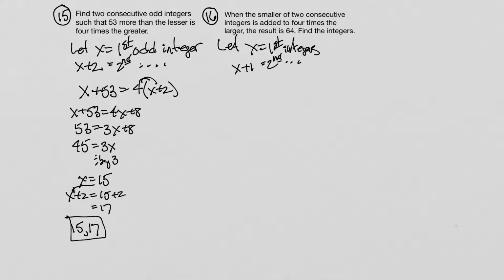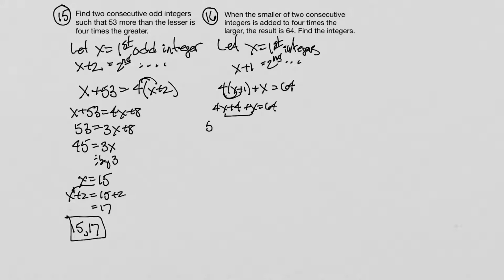And we know this. When the smaller of the two, that's this one, is added to 4 times the larger. Okay, now 4 times the larger is 4 times this one. So let's do that. Let's take 4 times the larger, and to that we'll add the smaller. The result is 64. So I've just written what I read here. It says when the smaller of two integers is added to 4 times the larger, I get 64. So let's solve this. Let's take that 4 through. So we'll get 4x plus 4 plus x is 64.